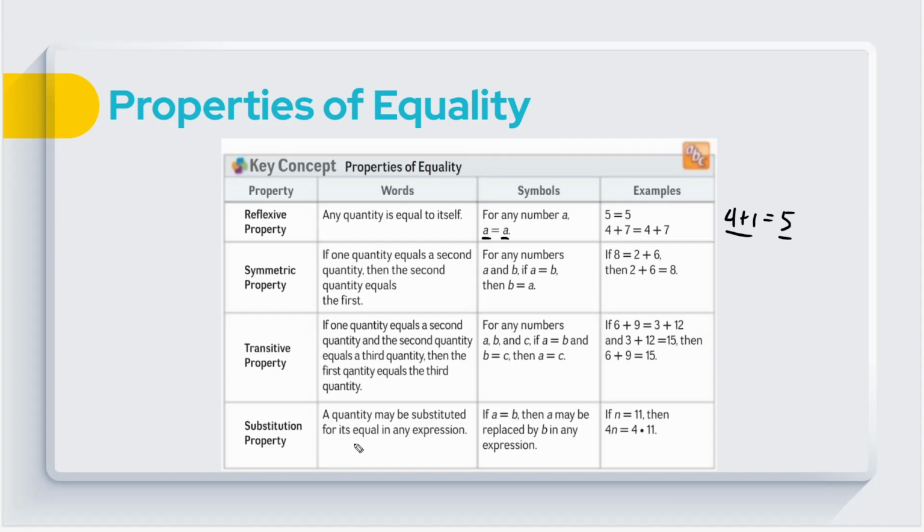Substitution property: a quantity may be substituted for its equal in any expression. So if you have A and that equals B, then you could substitute one for the other, right? So if n equals 11 and you know that, and you have this expression, 4n, then that's going to equal 4 times 11, because you can just substitute this 11 into this n.